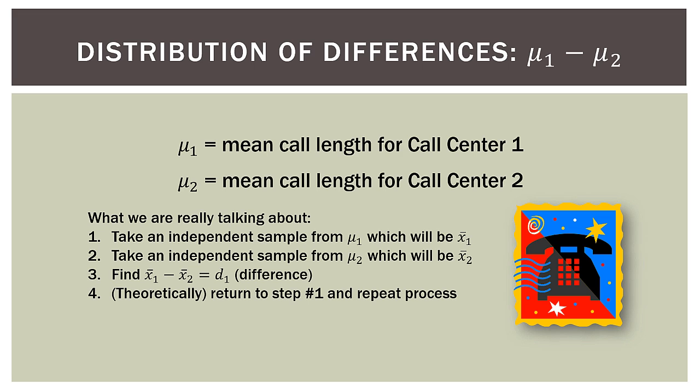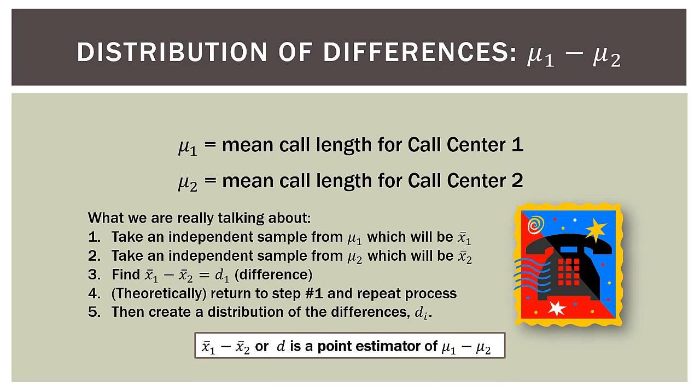And then theoretically, we return to step 1 and repeat the process. And what happens is we get a distribution of the differences. So by taking a sample of each, finding the difference, we get the one difference, then we'll do it again, we'll get another difference, do it again, get another difference, and in the end, we will have a sample of differences.